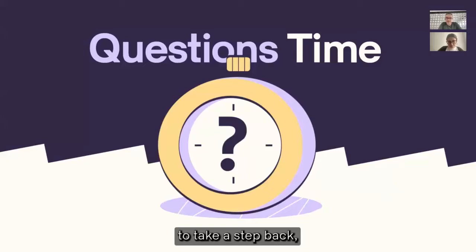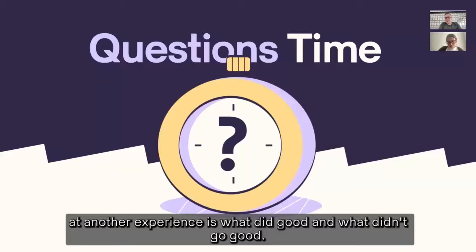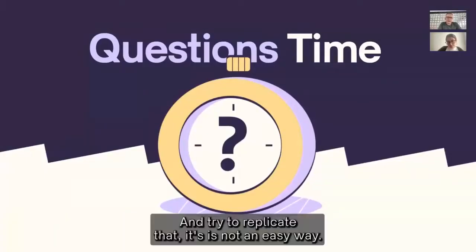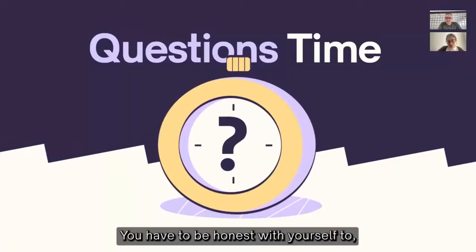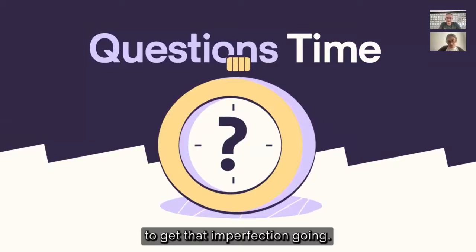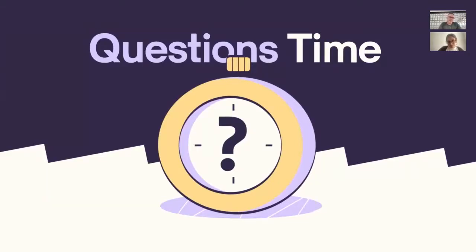So the first advice for someone that is trying to be a better leader is to take a step back, to have a good discussion with himself, to understand what he's liking or not, and try to look at other experiences, what went good and what didn't go good, and try to replicate that. It's not an easy way. You have to be honest with yourself to get that introspection going.